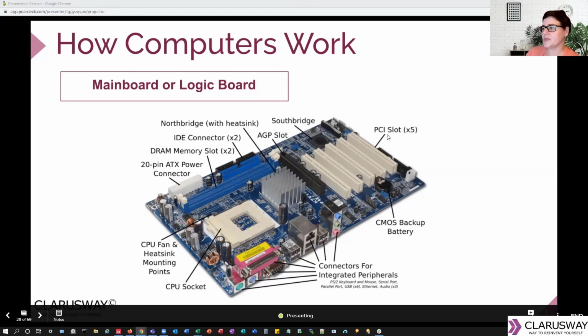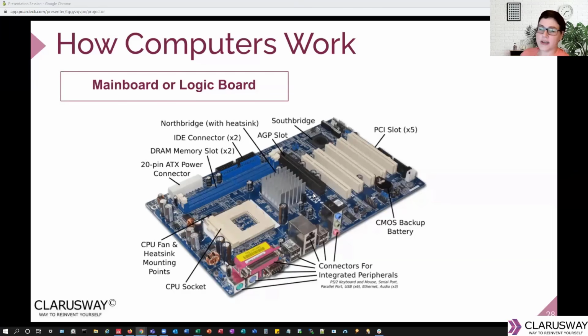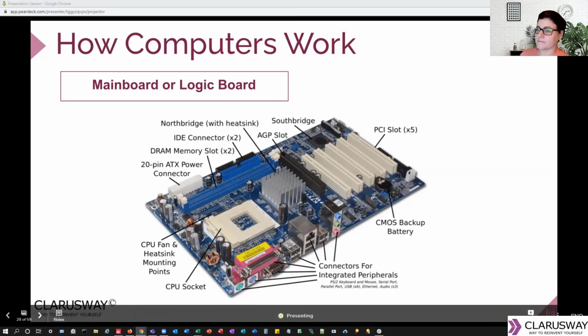You can see we've got here PCI slots, 5 of those. So that's where you're going to see your storage slotted in. And there's up to 5 slots there for 5 different devices.